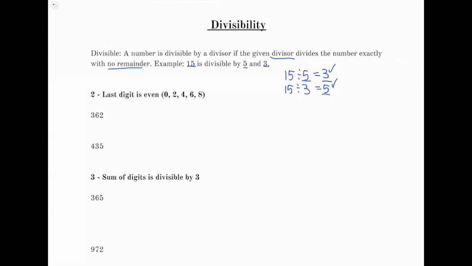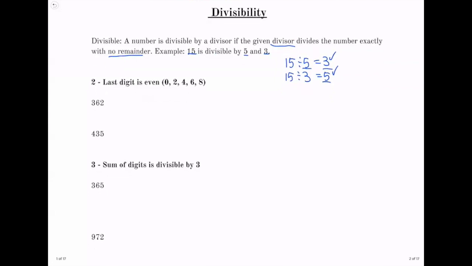And one way to figure out whether a number is divisible by another number is you can just divide it out manually. But there are some special divisibility tricks, which can be much faster.